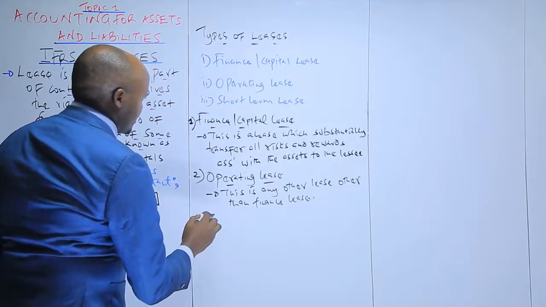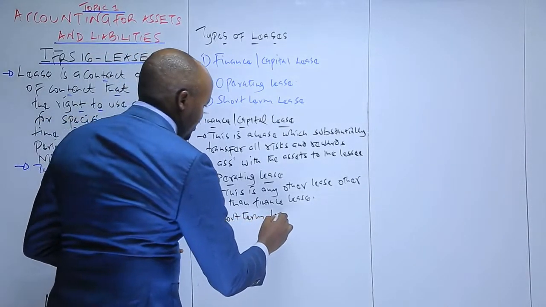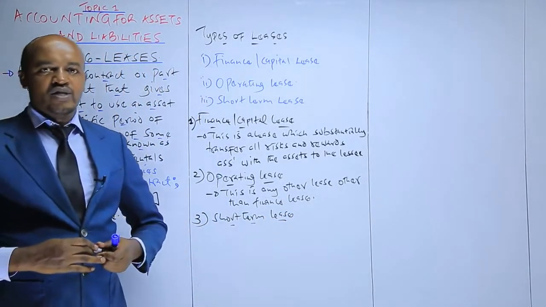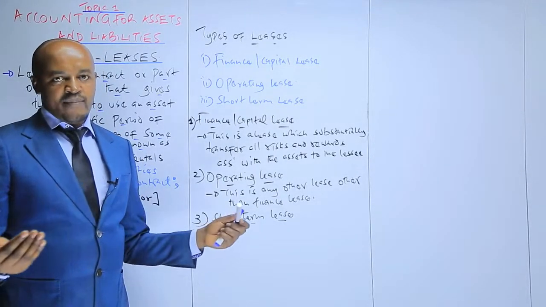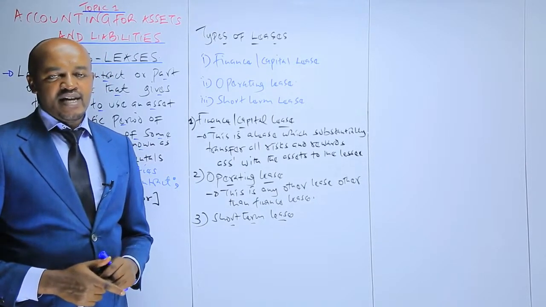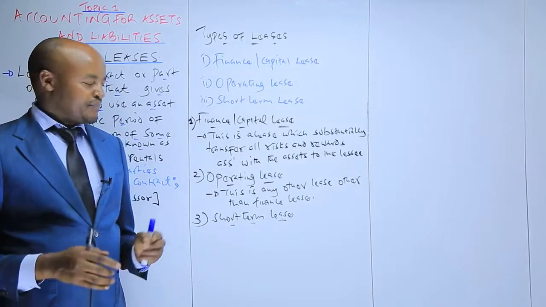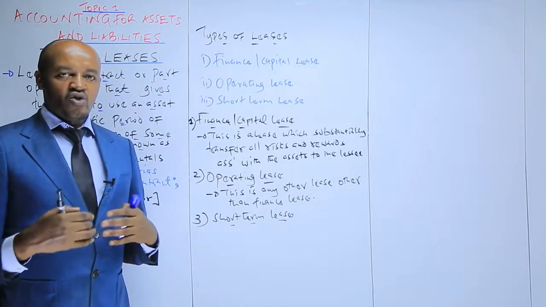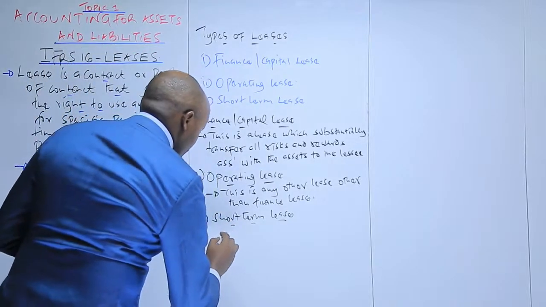And then from there, we have the last type of lease, which is called the short-term lease. When we talk about the short-term lease, this refers to any lease whose lease term does not exceed 1 year or 12 months. When we talk about the term of the lease, we are talking of the period of time when the lessee has been given the right to use the asset. So if you lease an asset from the owner and the agreement is that you should use that asset for a period which does not exceed 1 year or 12 months, then we refer to that as a short-term lease.